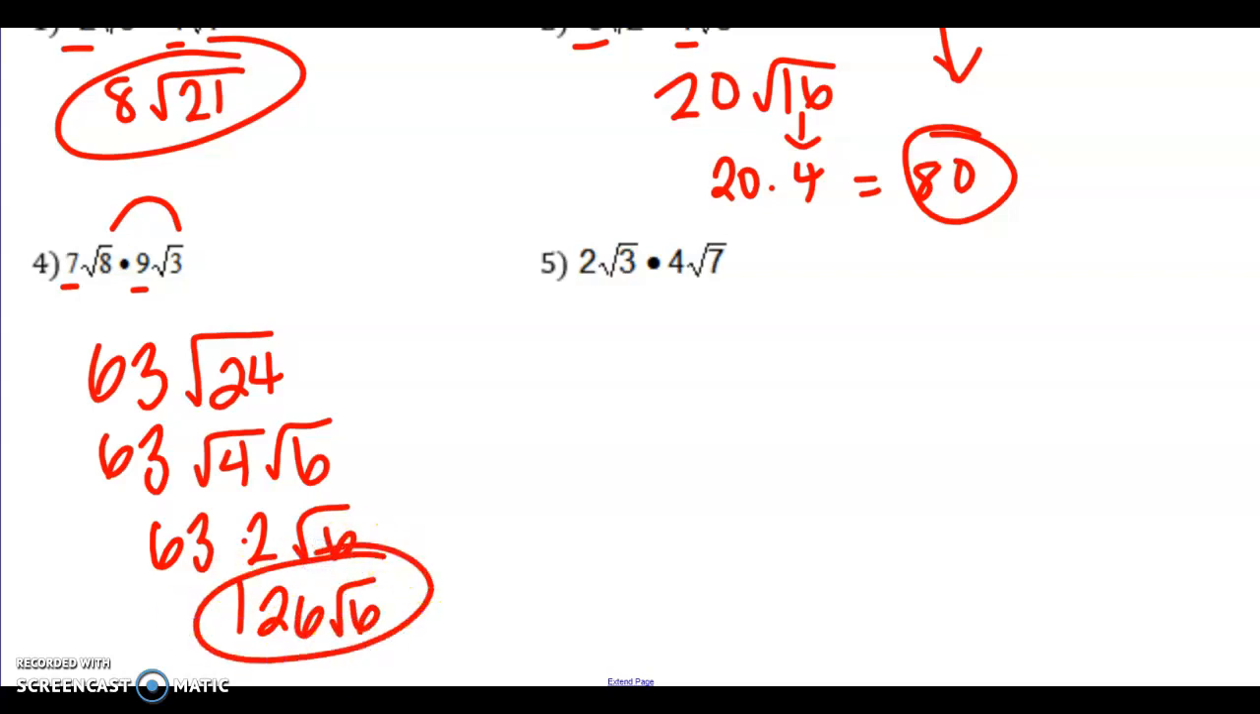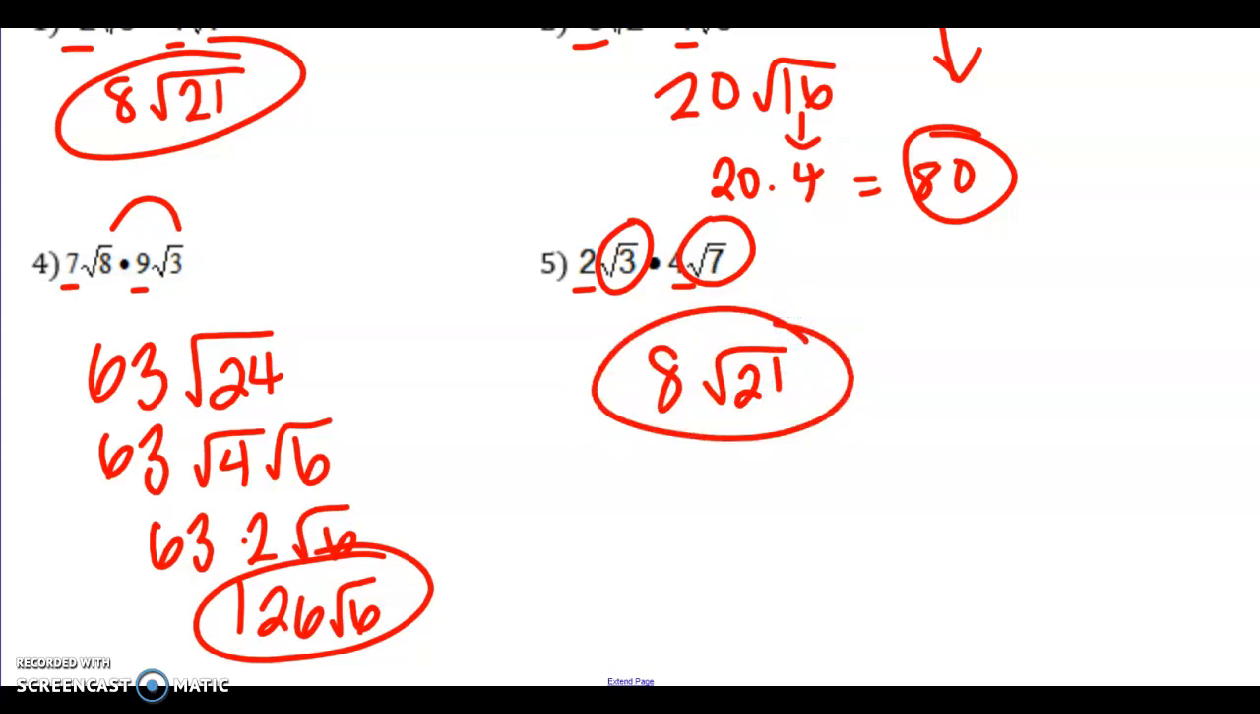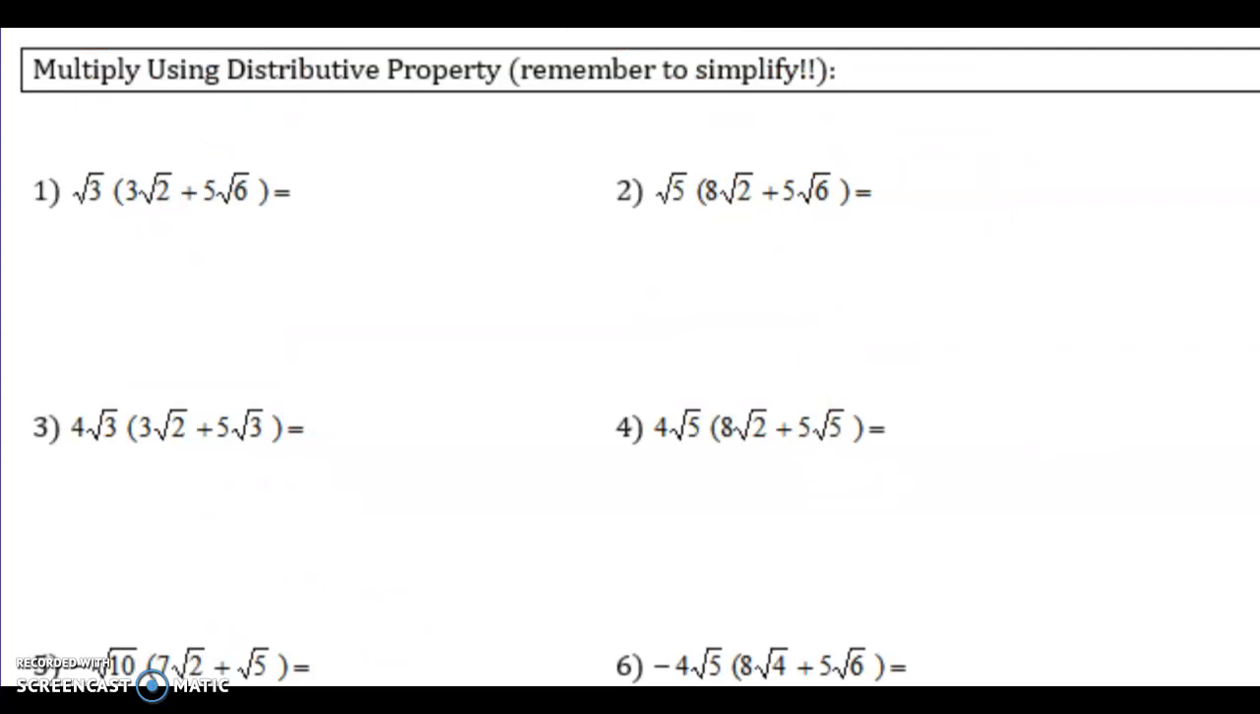Okay? And then when we're doing number 5, it would be 2 times 4, which is 8. And then I'm going to do 3 times 7, so the square root of 3 times the square root of 7 is going to be the square root of 21. 3 and 7 is the only thing that does go into 21, so I'm just going to leave it as that. All right, couple more notes.